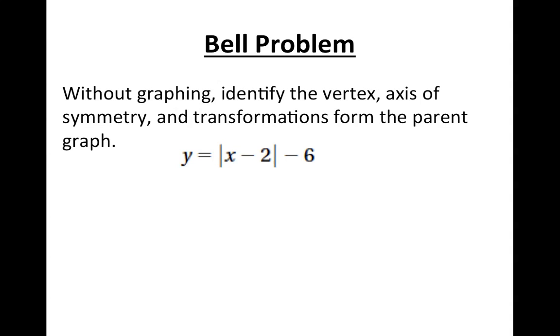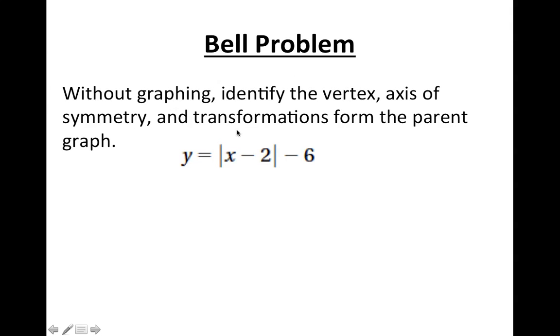We're going to be starting 2.8 today, but to start off we need to review 2.7, our absolute value equations. Without graphing, identify the vertex, axis of symmetry, and transformation from the parent graph. So we have y equals absolute value of x minus 2 minus 6. Go ahead and identify the vertex, axis of symmetry, and transformations. Come back and we will discuss them.